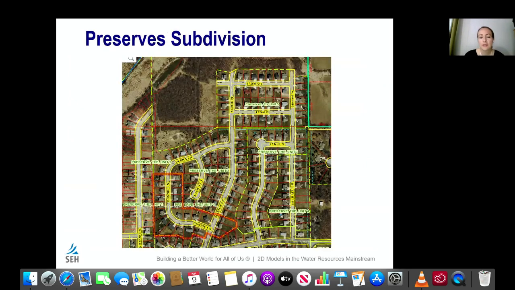The Preserve subdivision was constructed in phases, and I'm highlighting those here. The town of Lowell wanted us to do this analysis at this time because they were getting ready to review the plat for the next phase of the addition. And knowing that there were storm sewer drainage issues in the current developed area, they felt that it was a good time to potentially address those issues too.